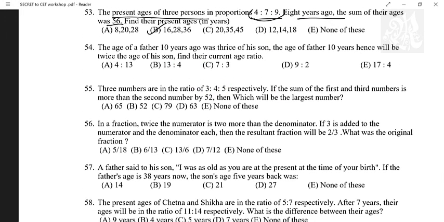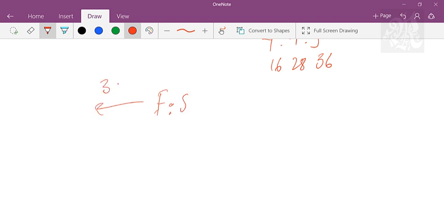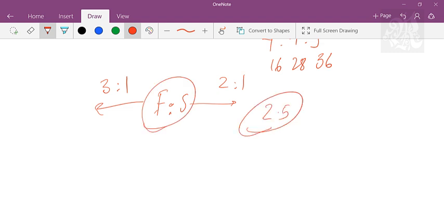The age of the father 10 years ago is thrice that of the son. The age of the father 10 years hence will be twice that of the son. So 10 years ago the ratio is 3:1 and 10 years hence it is 2:1. Now keep it in mind, it's again a very beautiful concept. If the ratio of 2 people, here father and son, 10 years back is 3:1 and 10 years later is 2:1, currently the ratio will never be 2.5, it will be towards 3, because again, as I mentioned, the age grows in arithmetic progression.